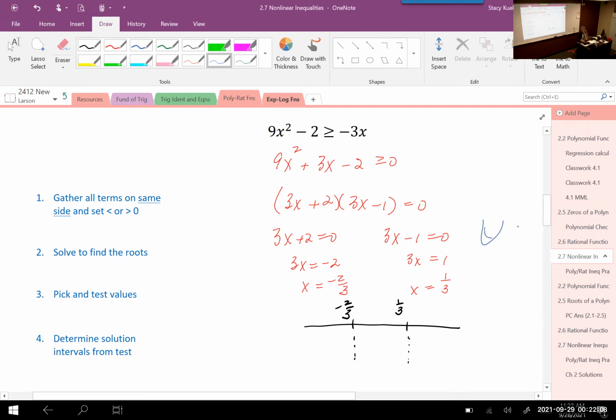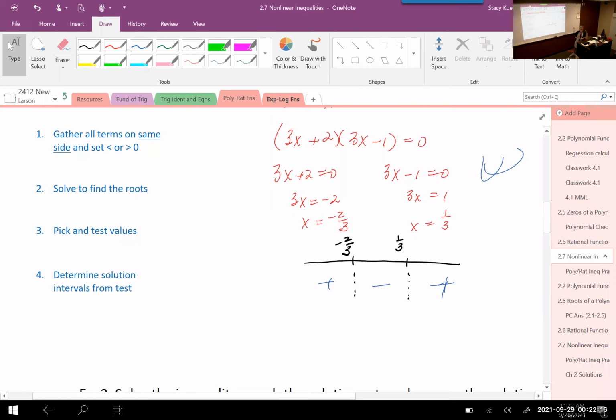Positive, negative, positive, right? All right, now, since we are dealing with an inequality, and we know from our test values, right, when we've been doing this before, that to the left of negative 2/3, the function itself is positive, so it would be above the x-axis. In between negative 2/3 and positive 1/3, we are below the x-axis because the function itself is negative, it has negative values. And to the right of it, we are positive again.